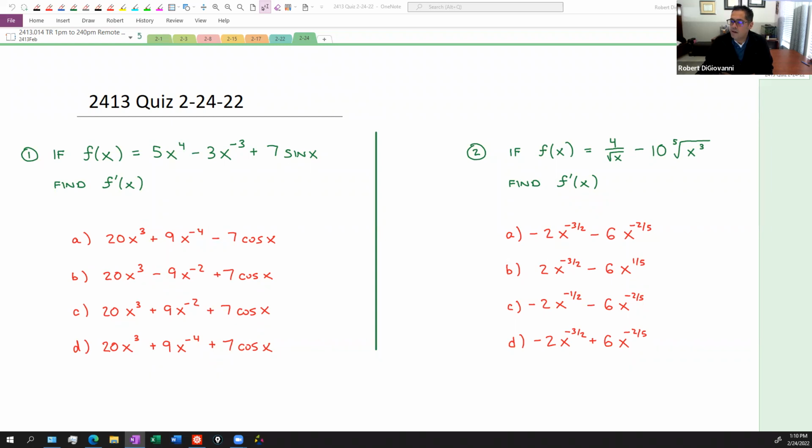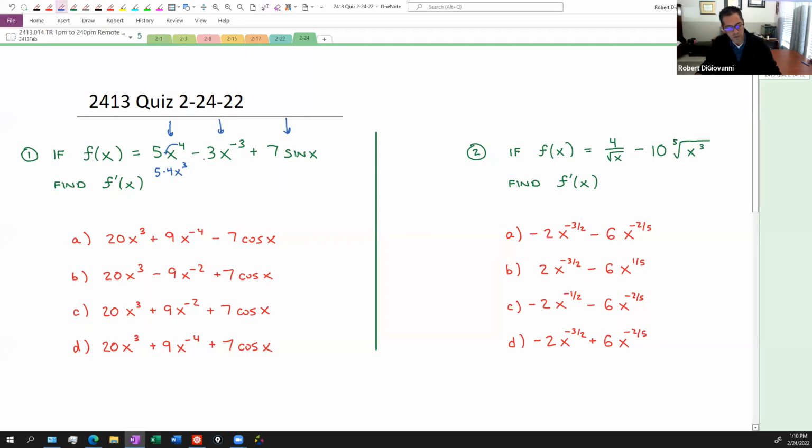Okay, so let's take a look. Looks like for number one, we had kind of a mix there. But yes, D is the correct answer on number one. So I'll run through it real quick. First of all, we have three terms, so we can take a derivative of each one individually. For the first one, we can bring the 5 along. I bring the 4 down, and then I subtract 1 from 4 and get 3. So that's going to wind up with 20x cubed, which all of these had.